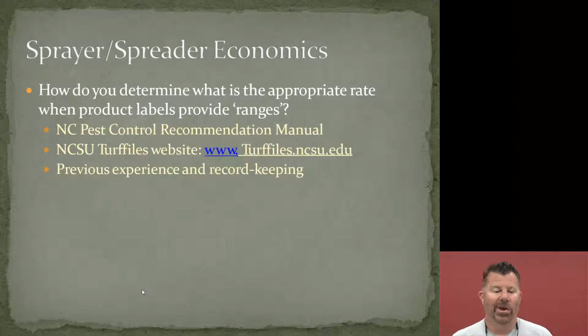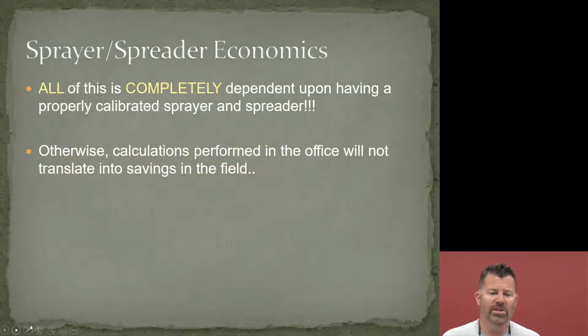So how do you determine the appropriate rate when product labels have ranges? Again, the North Carolina Pest Control Recommendation Manual, Turffiles at NC State. They've got a great app you can download on your phone as well. But also previous experience and record keeping. If you document this and use that record keeping form and keep track of everything, you can start to be the expert on this, and definitely the expert for your customers' yards. You'll know this, but again, talk to your dealers, talk to the ag agents when you see them.